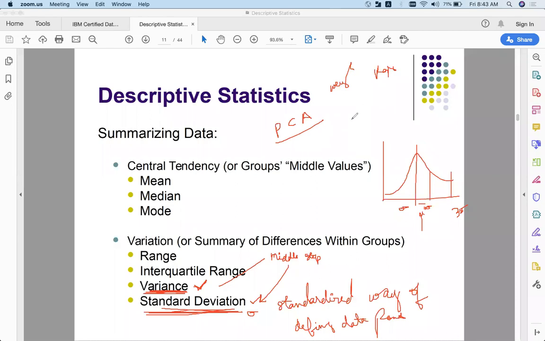Now the simple answer is variance is nothing but the square of this. So it's the squared distance, the summation of squared distances from the mean, and then you divide by n. So that is your variance. In high level terms, variance gives me the information of the data points.